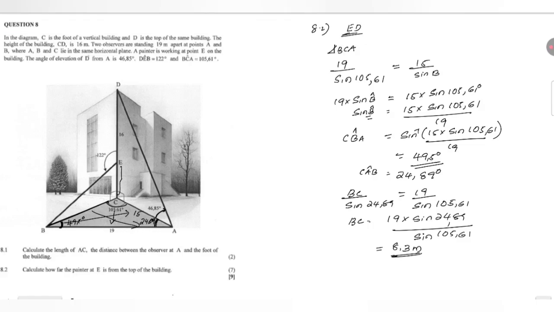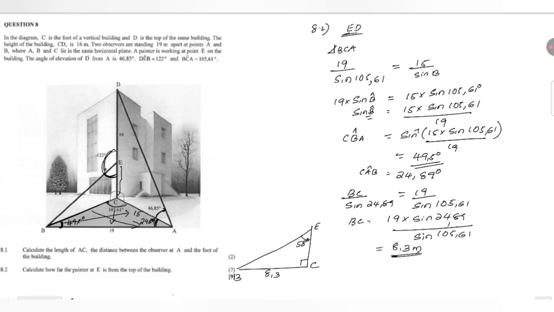Is it clear? All right. Now look at the right angle triangle, guys. Let me draw it. Which right angle triangle? ECB. It is a right angle triangle. It is given that. Where BC, I got it 8.3. And this angle I can find out. How do I get it? Subtract from 180, angles on a straight line, isn't it? 180 minus 122, which is going to be 58.